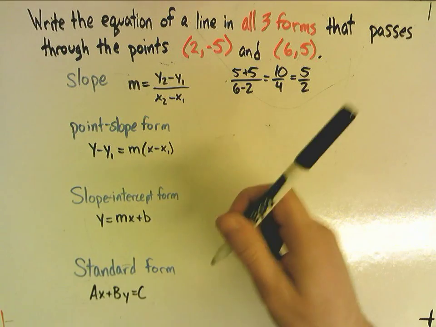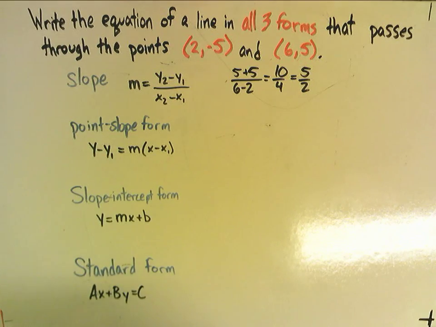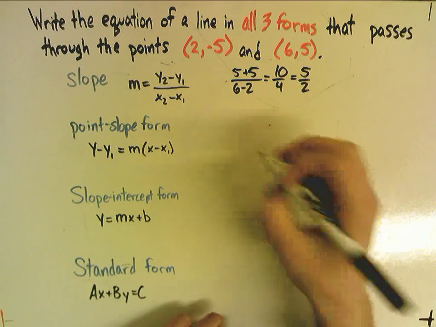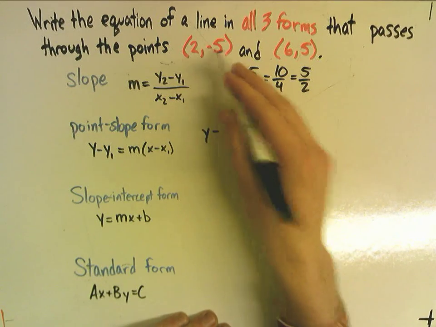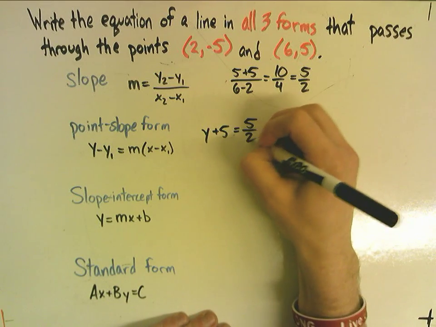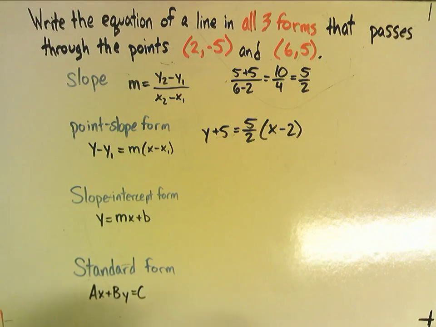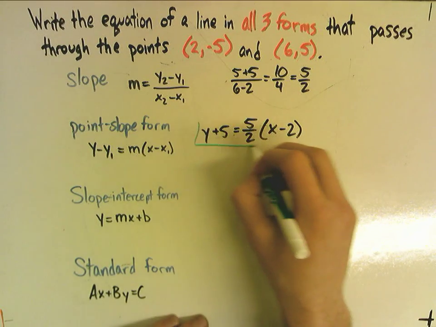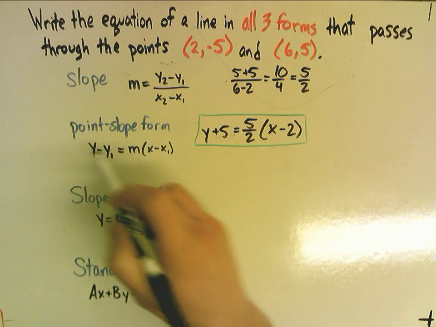Since we have a slope and we have a point, we actually have 2 points, we're going to put it into point slope form. So you have to go ahead and pick one of your points. Each of them will work. We're going to go ahead and start with 1. So we're going to do y minus a negative 5, so that's plus 5, equals 5 halves times the quantity x minus 2. All right, so this is point slope form using your 1 point.